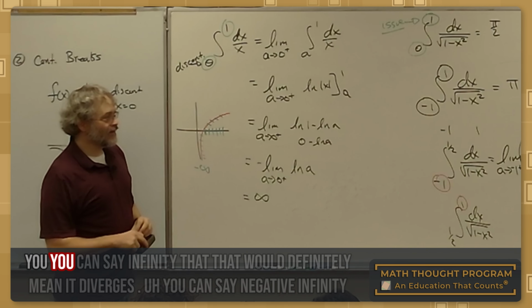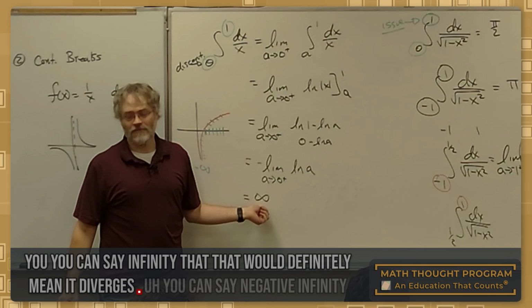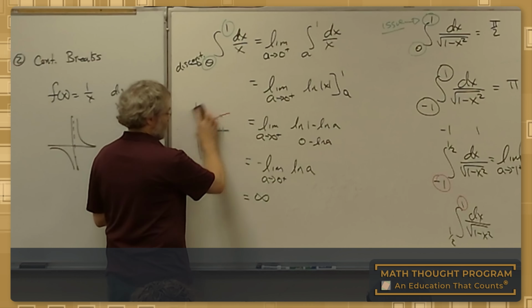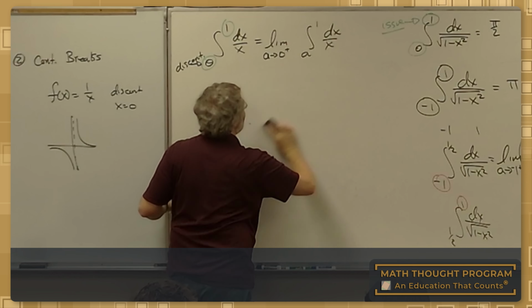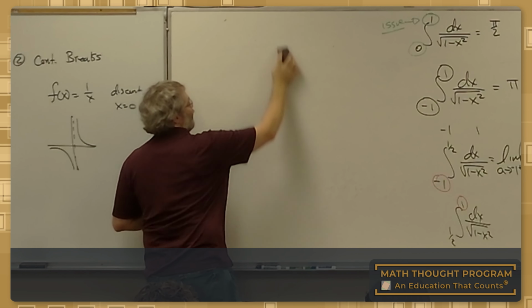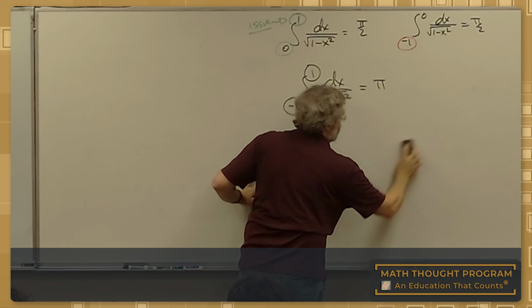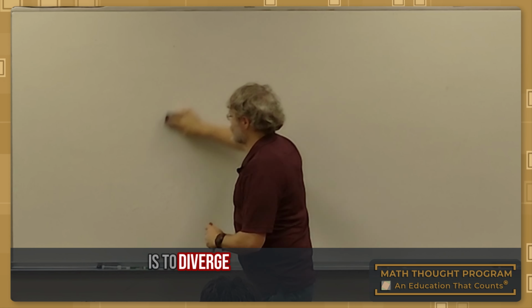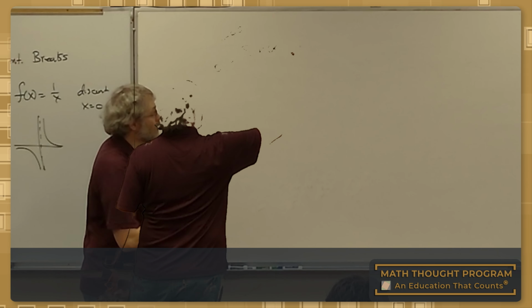Well, you can say infinity, that would definitely mean it diverges. You can say negative infinity, that would also diverge. But there's also one other type of divergence as well. What's the other type of divergence? Anything that doesn't converge is to diverge. And to converge means you're getting closer and closer to some particular value.